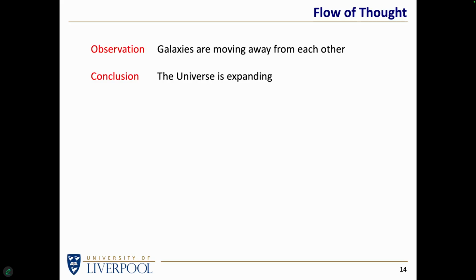So there's a flow of thought which helps us understand how the universe has evolved. Within the last 100 years, we've made the observation that galaxies appear to be moving away from each other. And so we come to the conclusion that the universe is expanding, or if we run the clock backwards, the universe used to be a lot smaller.